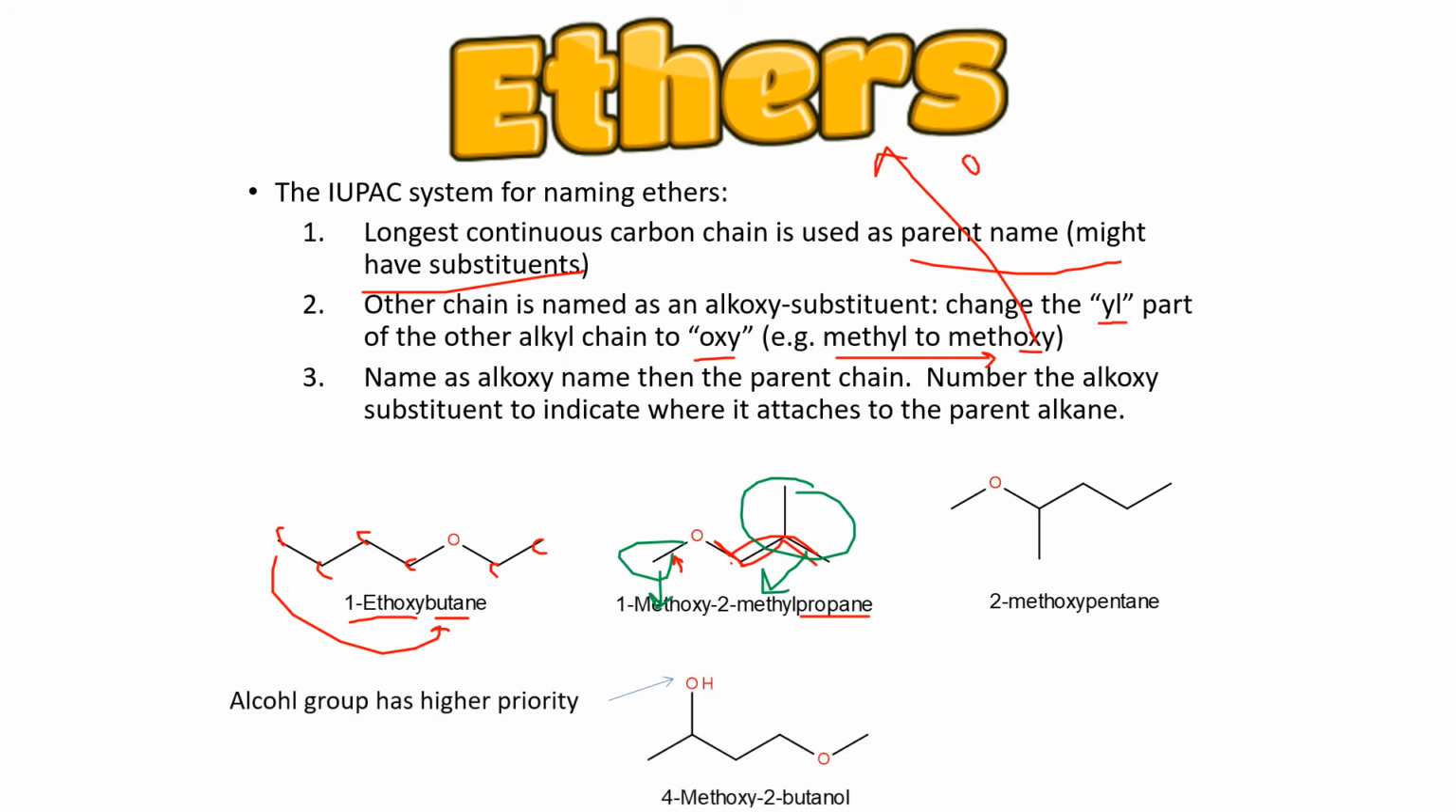Now sometimes you can combine them both. And if that happens, the alcohol is going to take precedence over the ether. So we have a 4-methoxy 2-butanol. So your longest chain will be your butanol. And then you've got the meth part there. Now the 2 is telling me where that OH is located, and the 4 is telling me where the rest is located. So it should be off the 4 carbons over there.